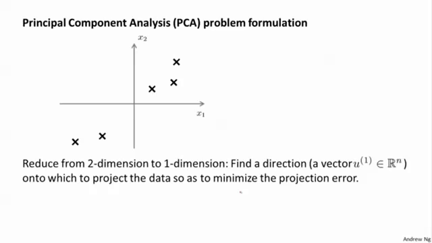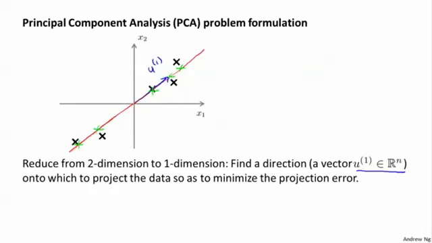Let's write out the PCA problem a little more formally. The goal of PCA, if we want to reduce data from 2-dimensional to 1-dimensional, is we're going to try to find a vector u1, which is going to be in Rn, so that would be R2 in this case. I'm going to find the direction onto which to project the data so as to minimize the projection error. So in this example, I'm hoping that PCA will find this vector, which I'm going to call u1, so that when I project the data onto the line that I define by extending out this vector, I end up with pretty small reconstruction errors, end up with sort of data that looks like this.